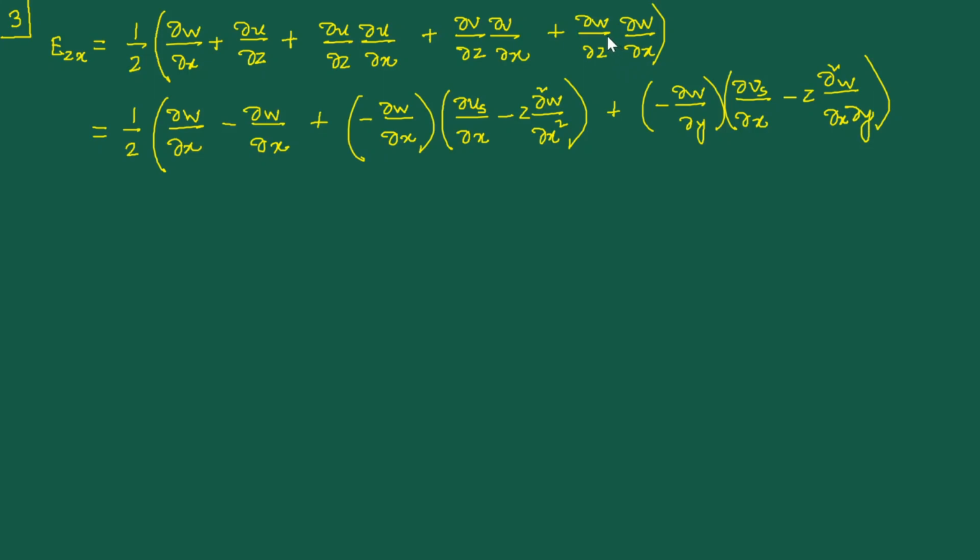And this last term, because we have the presence of this del w del z, that is going to contribute a 0. So exactly following the same kind of arguments that we had made for the EYZ term, we are going to say that this particular product is negligible. Again, this particular product is going to be negligible. So overall, this is 0.